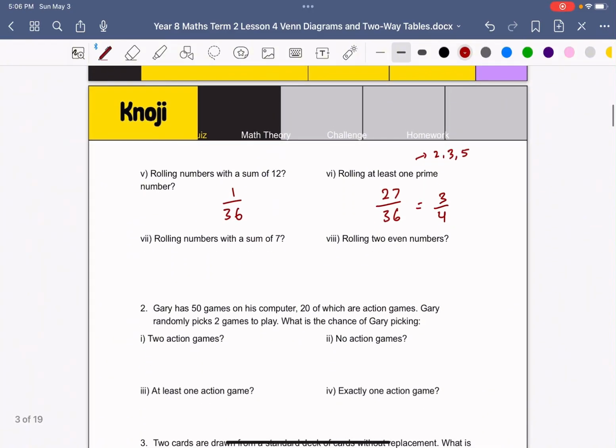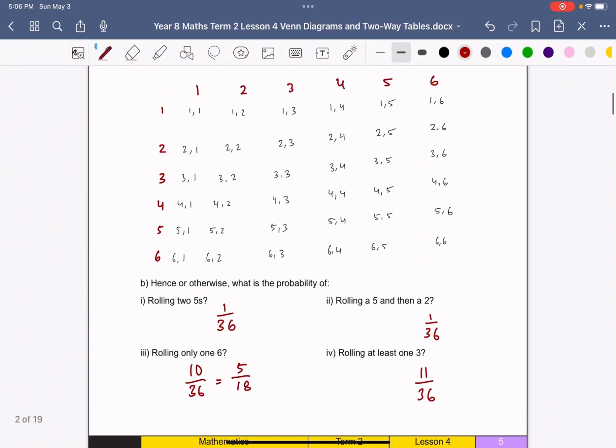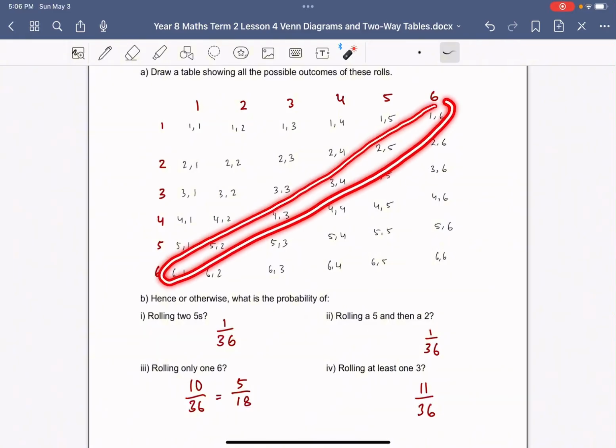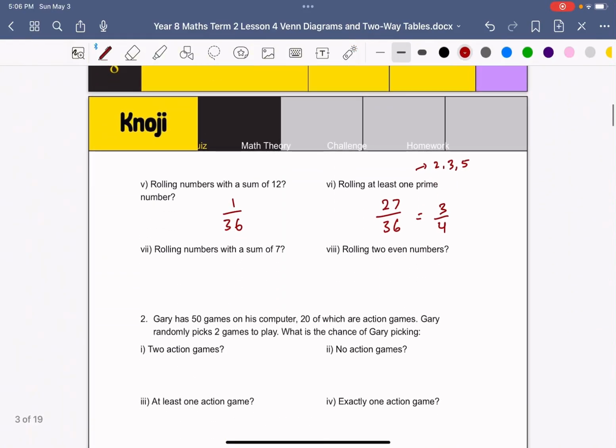Rolling numbers with a sum of 7. So if I go up here, a sum of 7 will be anything in this diagonal over here. That gives me 6 total values. So 6 values out of my total 36 outcomes, which is 1 over 6.